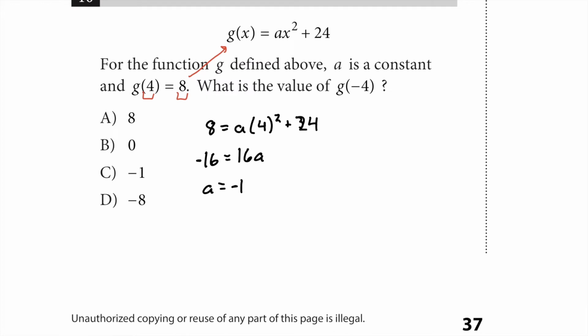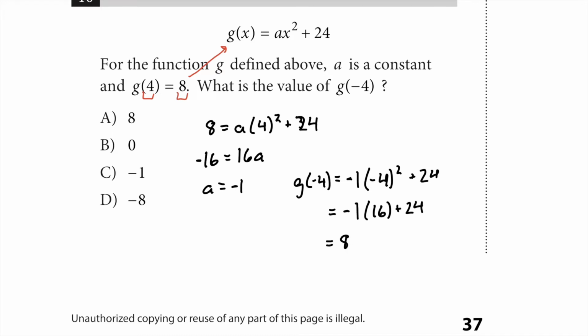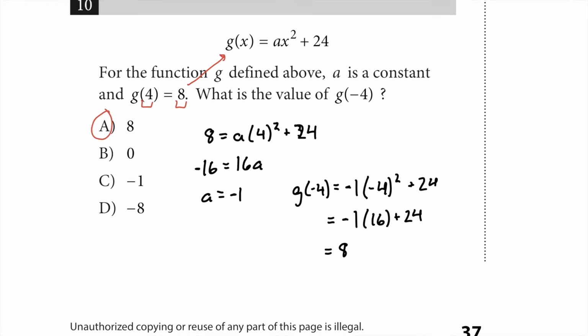And now we want to find what g of negative 4 is. So we say g of negative 4 equals negative 1 times negative 4 squared plus 24. And we get negative 1 times 16 plus 24. And that will get us 8. So the answer is A.